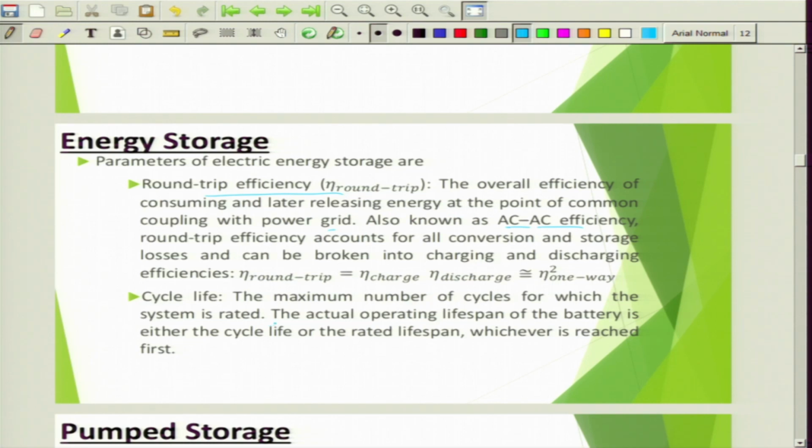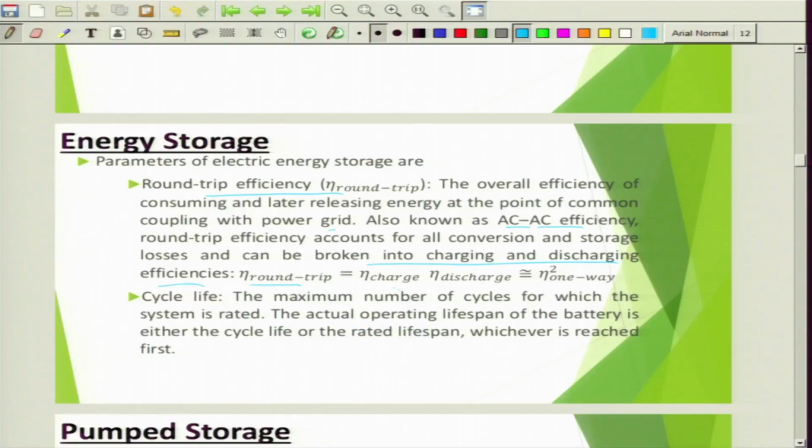That means round trip efficiency accounts for all conversion and storage losses and can be broken into charging and discharging efficiency. So it is very important. When we charge, we use electricity from the grid to store it. So in between the storage unit and the grid, there are multiple interfacing elements. There could be converters and there could be transformers, there could be anything. So all of them would add up to the losses.